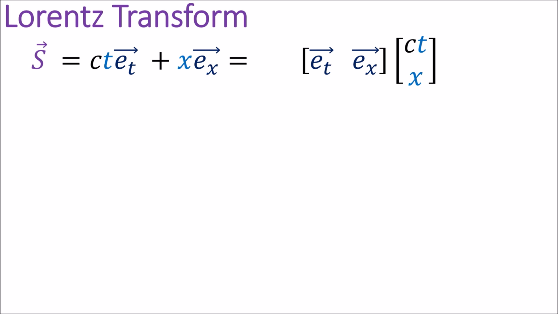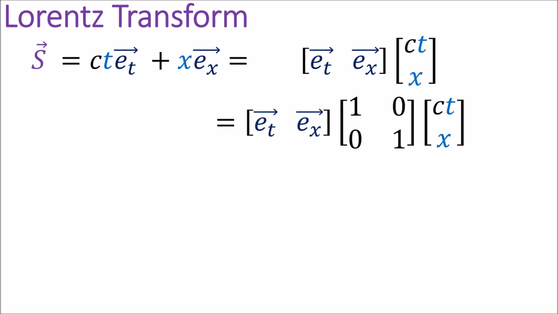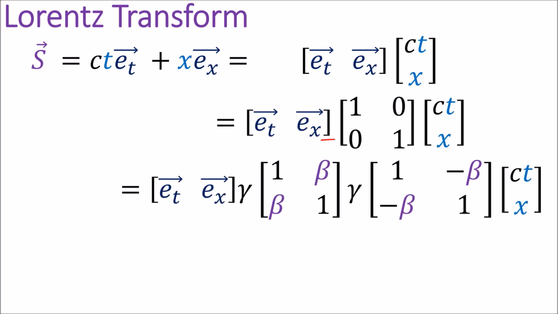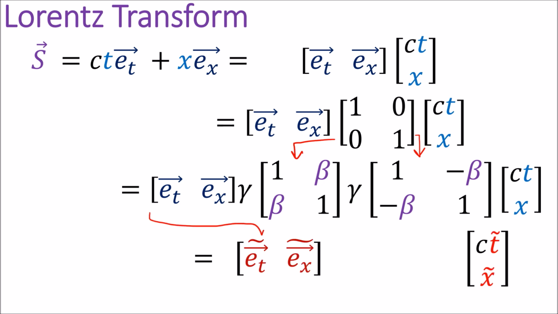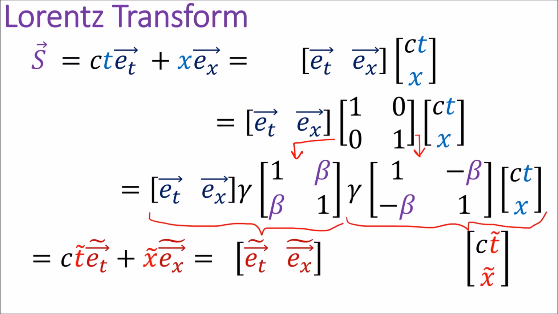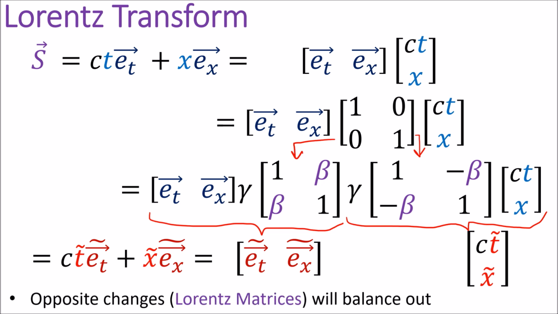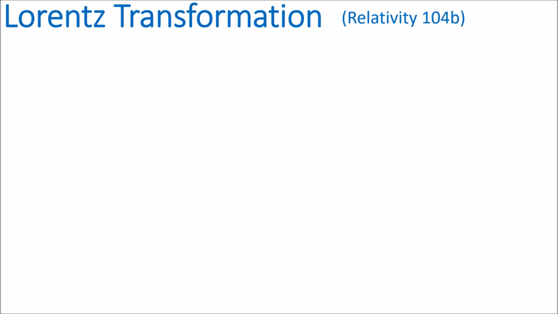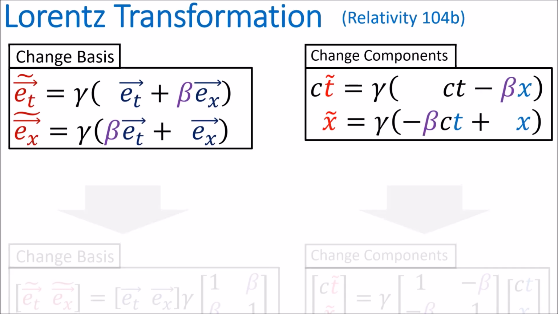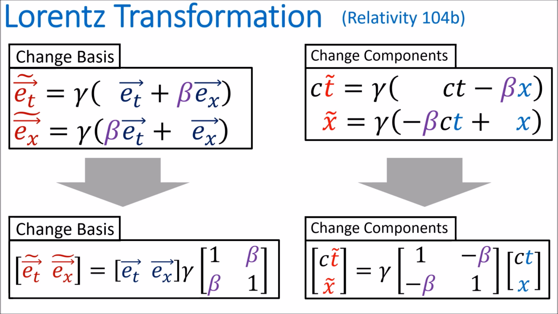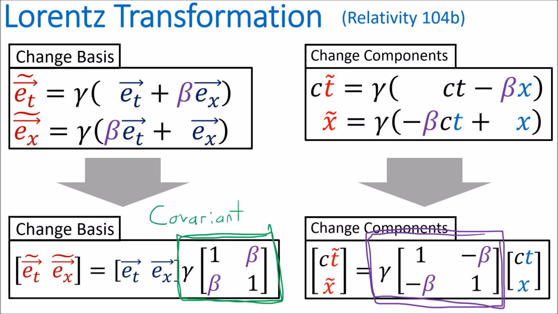And once again, when we have a spacetime vector S written in array notation, we can change the basis vectors with one Lorentz matrix and change the vector components with the inverse Lorentz matrix. The opposite changes will balance out, and we can write the same spacetime vector S in terms of a new basis with new components. So hopefully you can see that with the Lorentz transformation, when the basis vectors do one thing with the Lorentz matrix, the vector components will do the opposite thing with the inverse Lorentz matrix.